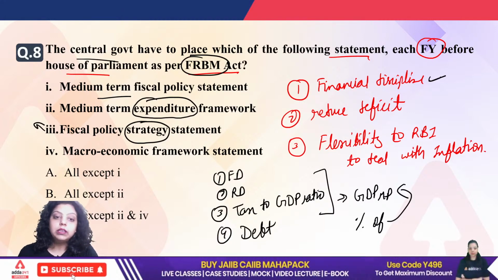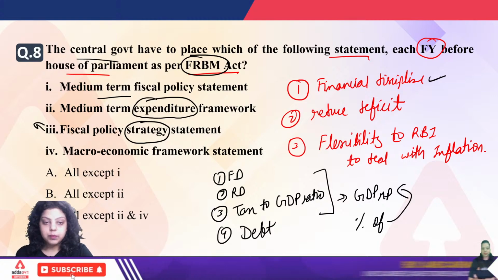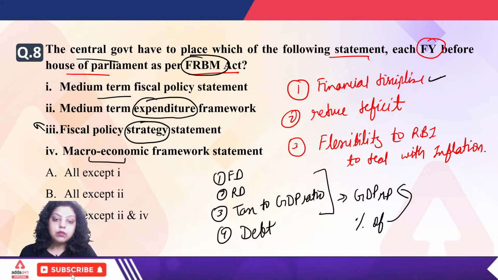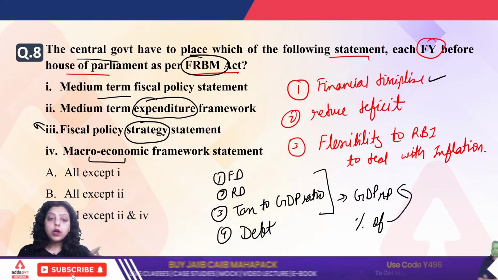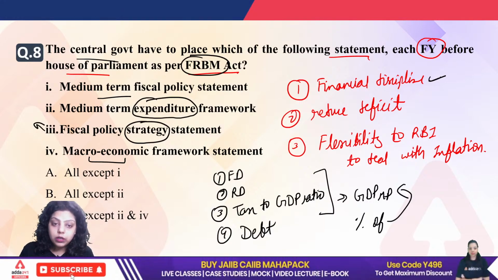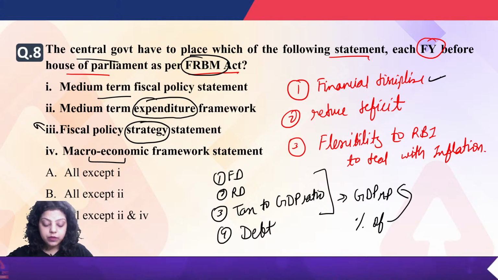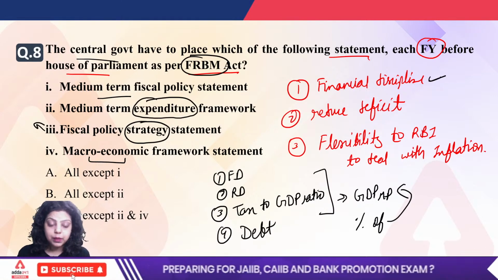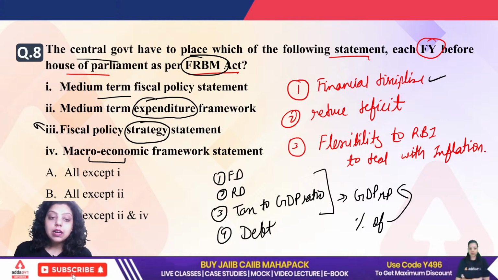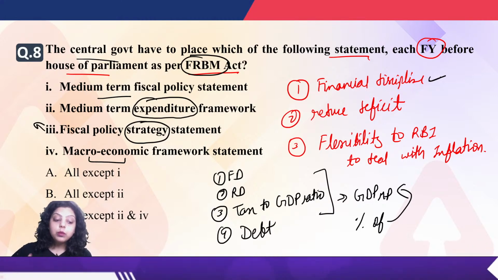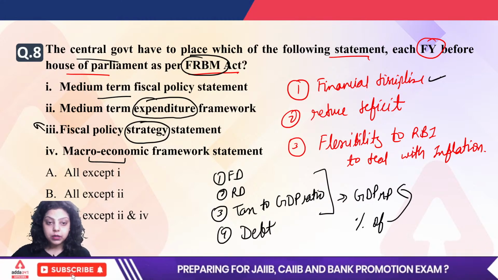That will be told by the government under the fiscal policy strategy statement. And the last, the macroeconomic framework statement, in which the Government of India has to give the overall strategy of what we are going to do in the whole economy, how we are going to control the aggregate demand or supply of the economy. So these are the 4 statements which have to be presented by the finance minister before presenting the budget in the Parliament. Okay, and the right answer will be your D option.